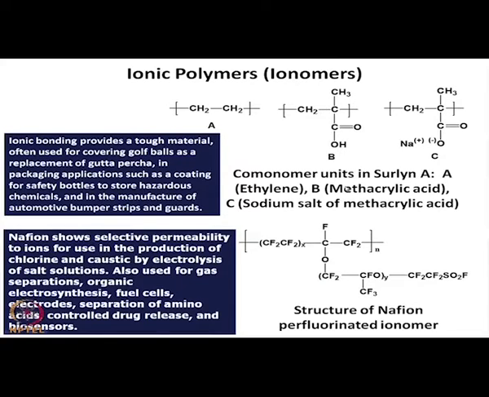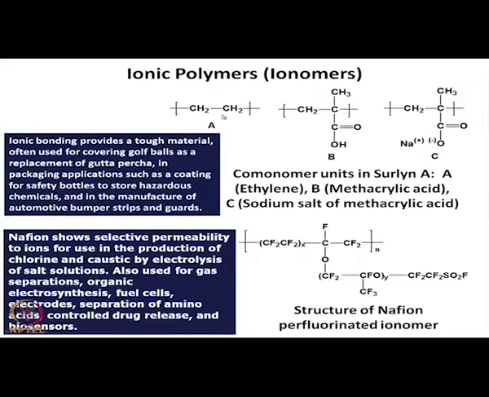Let us look into other categories of polymers, ionic polymers known as ionomers, that means polymers containing ionic groups. Look at these three different formulas A, B and C. This is polyethylene, the ethylene repeat unit. This is the methacrylic acid repeat unit. This is the sodium salt of methacrylic acid.